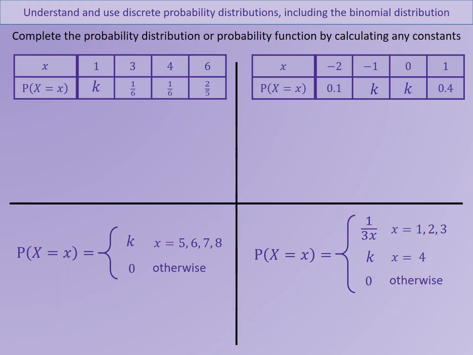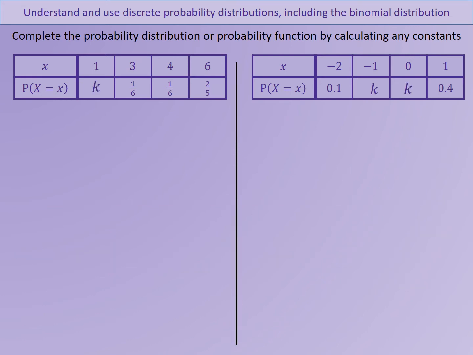Here are 4 questions for you to have a go at. The top 2, you are given the probability distribution and you need to complete the probability function. And then the bottom 2, you're given the function and you need to complete the probability distribution table. There are some values of k that you need to work out along the way. Pause the PowerPoint, have a go at this question, and then I'll demonstrate each of these in turn.